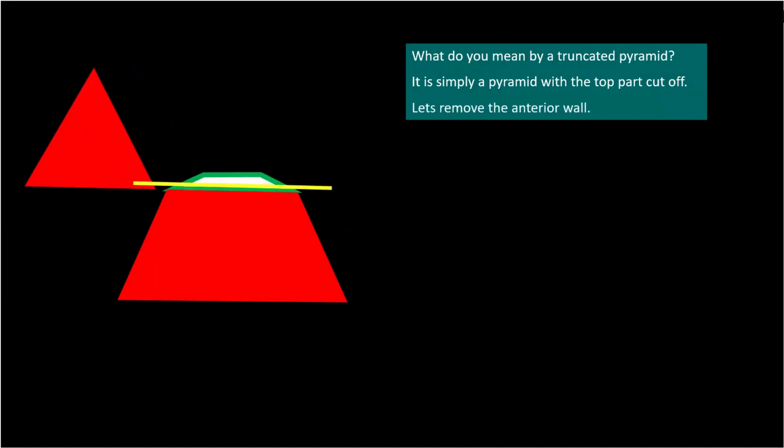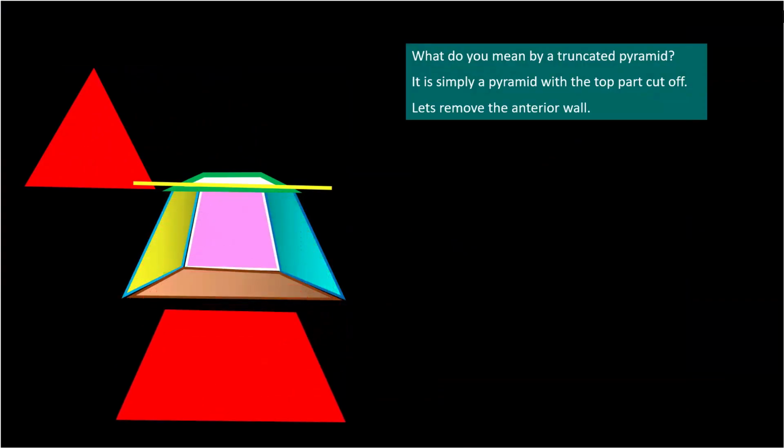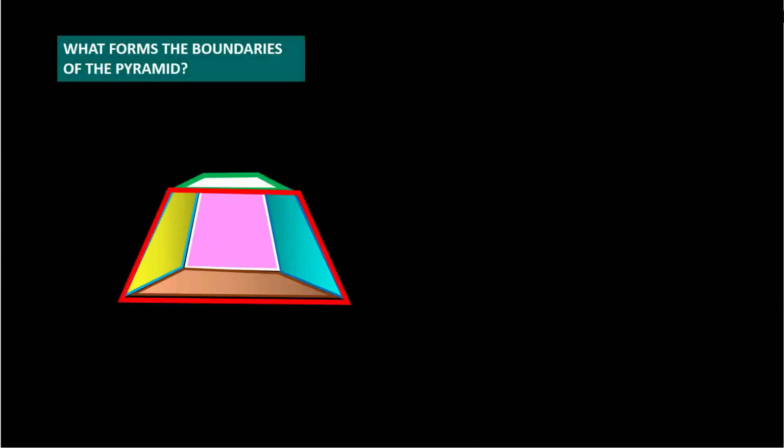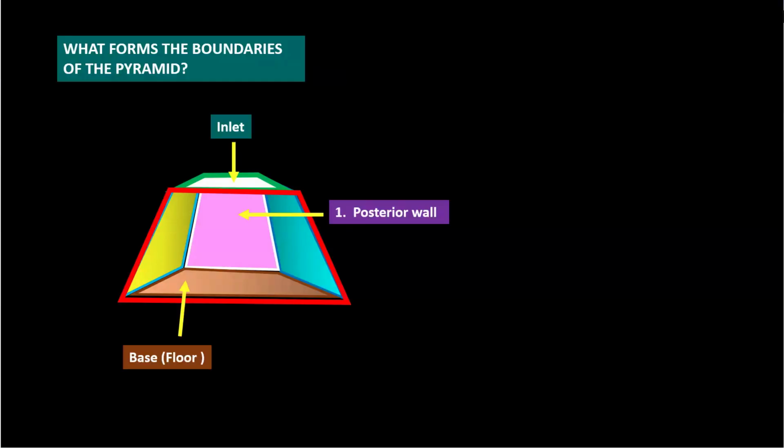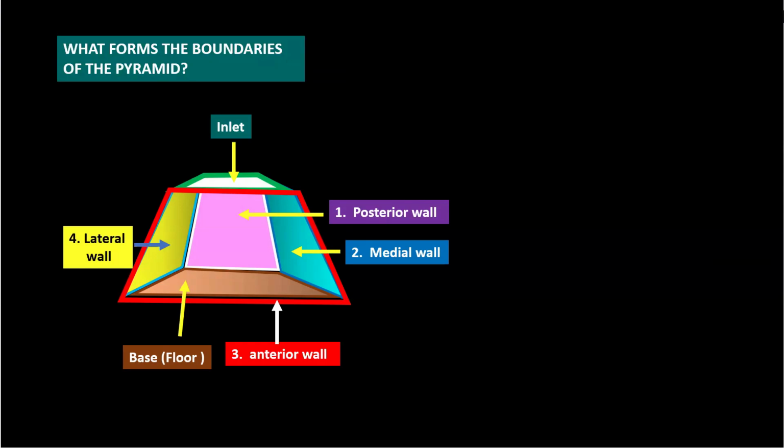Let's remove the anterior wall. What forms the boundaries of the pyramid? That's the inlet, there's a base, there's a posterior wall, there's a medial wall, there's an anterior wall, and a lateral wall.